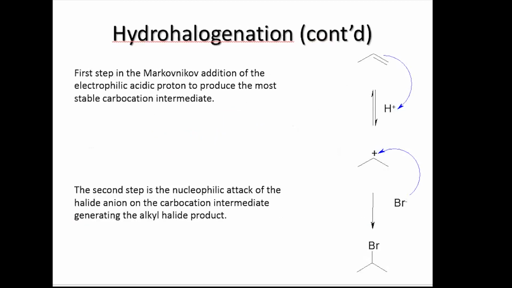Here's what occurs. In the first step, the double bond, the pi electrons, will attach to the proton and create the most stable carbocation according to Markovnikov's rule. That carbocation will then be attacked by the nucleophilic halide species. In this case on the slide we see Br-, and that results in 2-bromopropane.